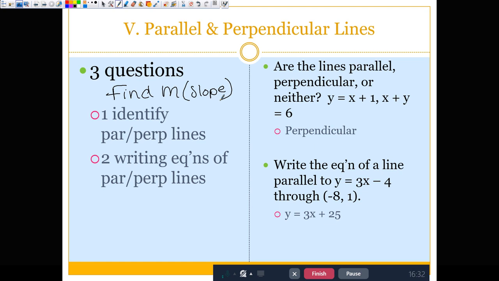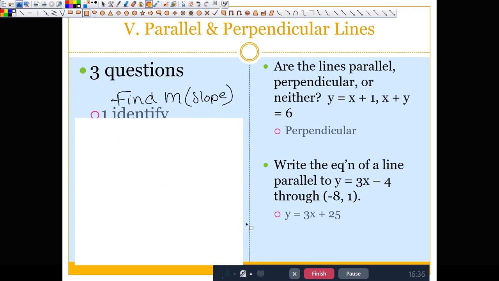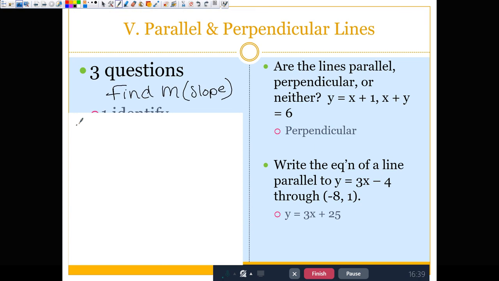So in this example here, we are given the equation y equals x plus 1 and x plus y equals 6. And it's asking if they are parallel, perpendicular, or neither. So I need to find m. So in this first equation, m is 1. This isn't in slope-intercept form, so I don't know m. So I'd have to subtract x, which I'll get y equals negative x plus 6. So what is my m here?